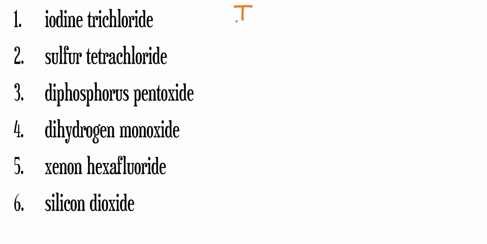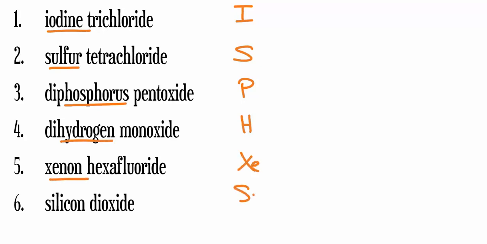Iodine is I, sulfur is S, diphosphorus, we can see phosphorus in the name, so that's a P. Dihydrogen, we can see the H. Xenon is by itself, Xe, and silicon by itself, Si. Notice that the second letter is always lowercase.